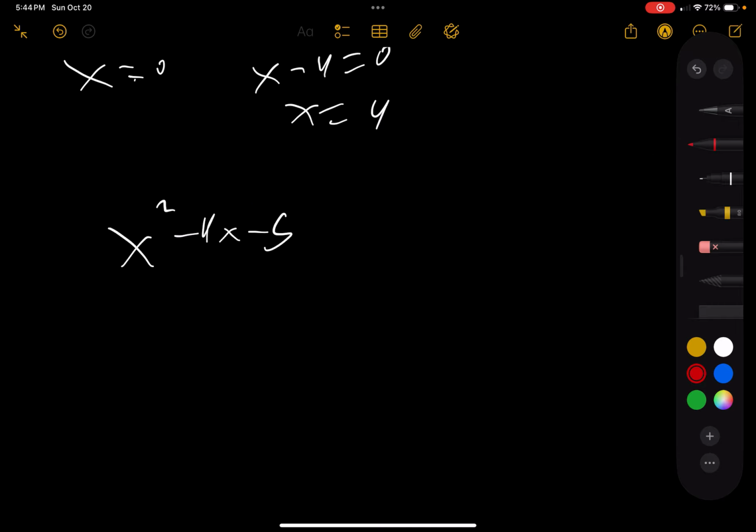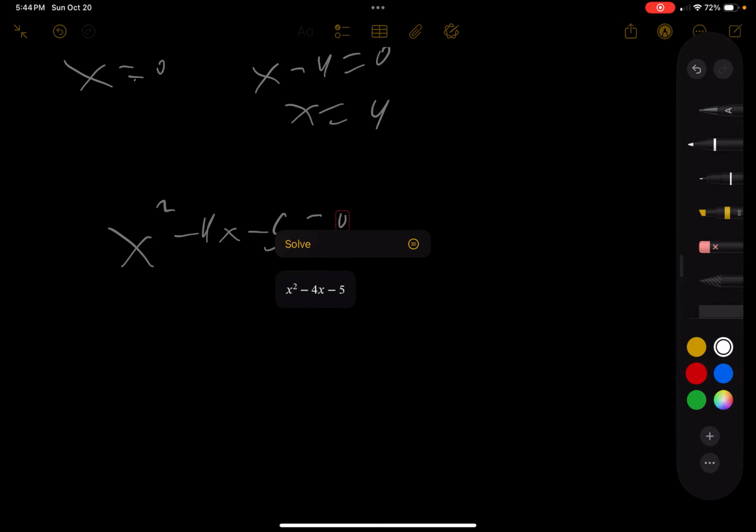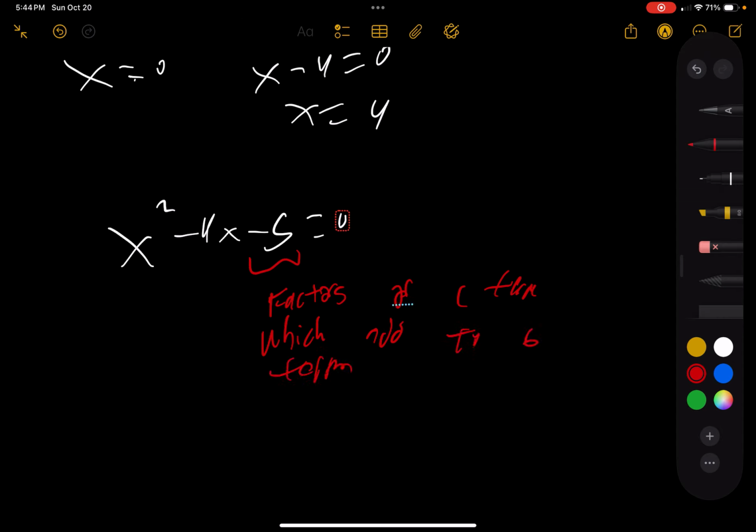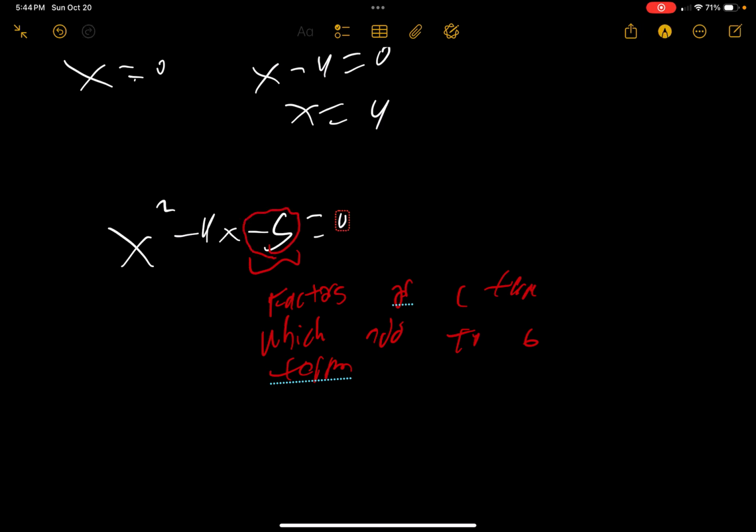So how will we factor something like this? What we are gonna do is complicated, but it's really important you understand this. You are gonna be finding the factors of the c term which add to the b term. You're finding the factors of the c term, negative 5. So this term is actually negative 5, if you're curious. You treat that as negative 5.